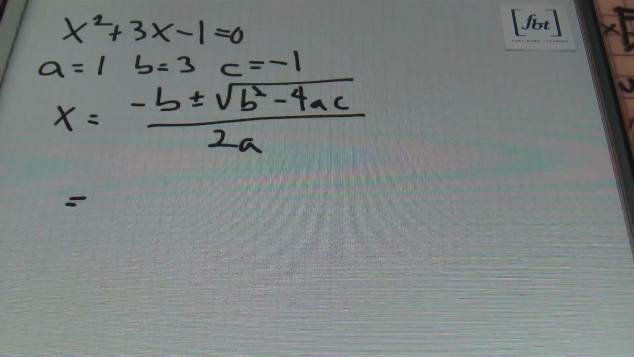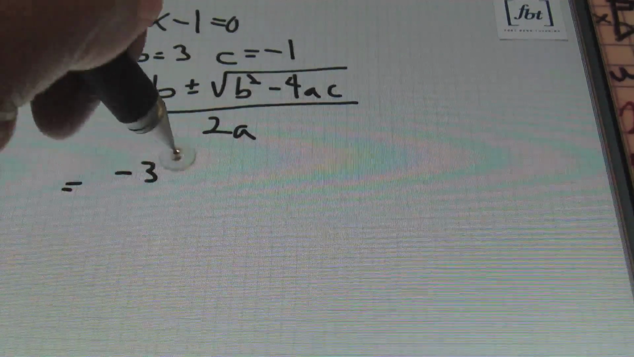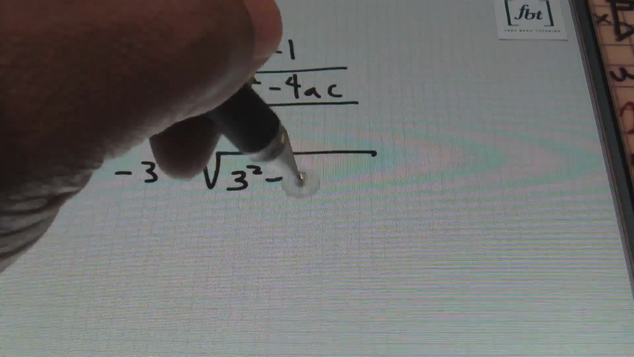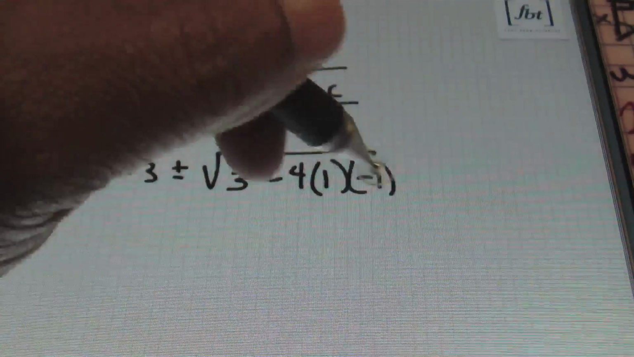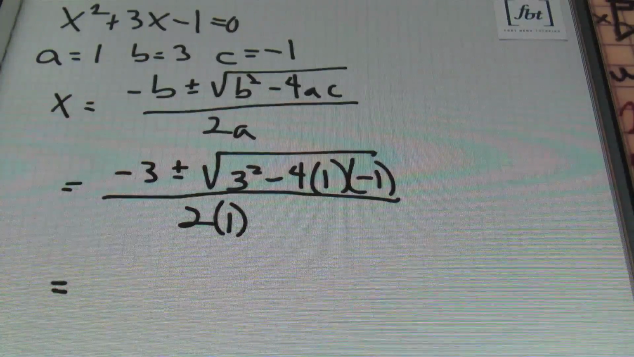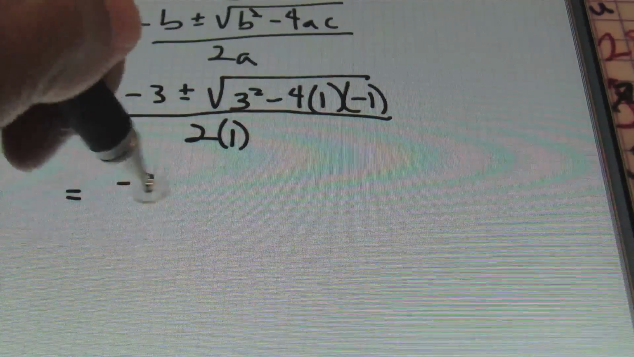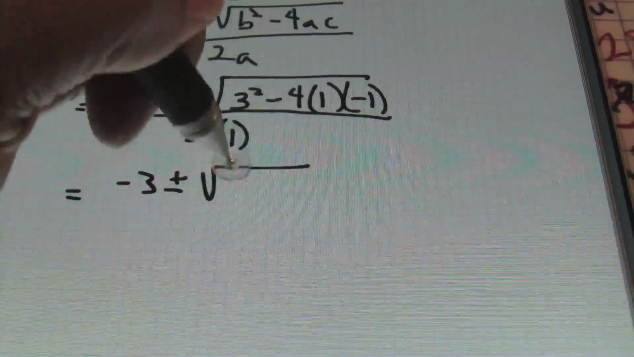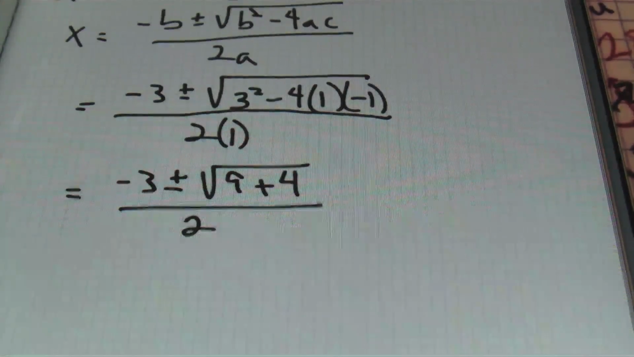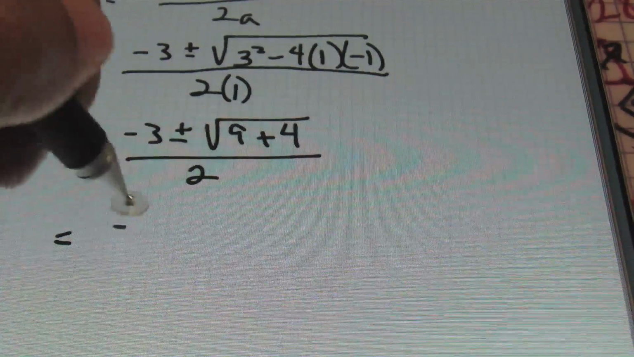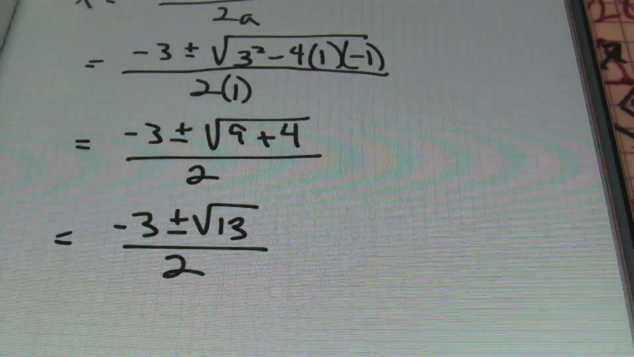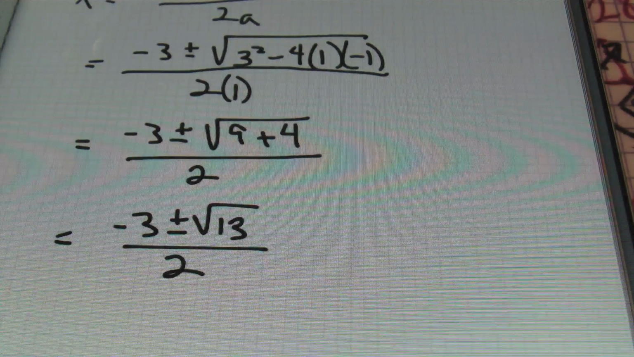Plugging in my values, we'll have the following. We'll have negative 3 plus or minus the square root of 3 squared minus 4 times 1 times negative 1, all over 2 times 1. Ladies and gentlemen, this gives me negative 3 plus or minus the square root of 9 plus 4 all over 2. Once I have this, I now have negative 3 plus or minus the square root of 13 all over 2. So that means that I have potentially two answers, ladies and gentlemen.